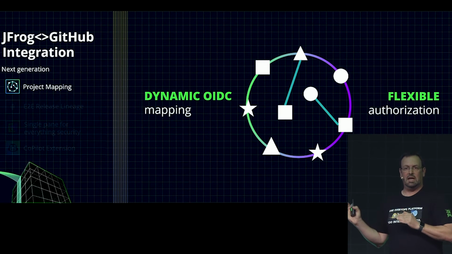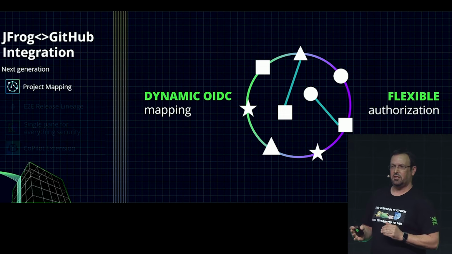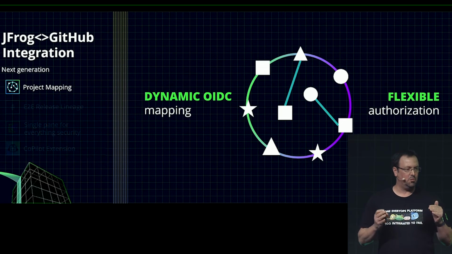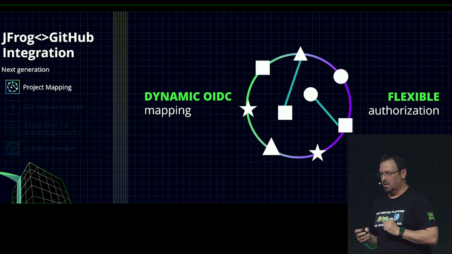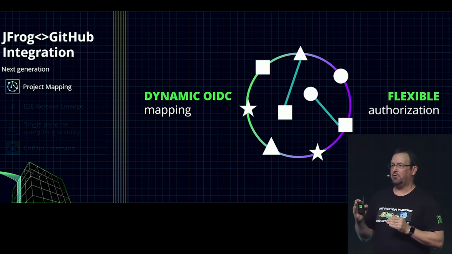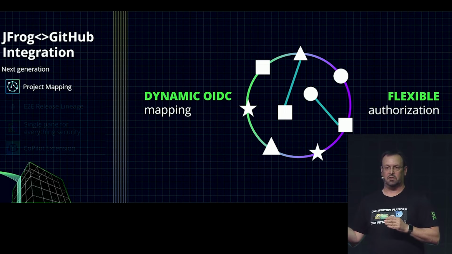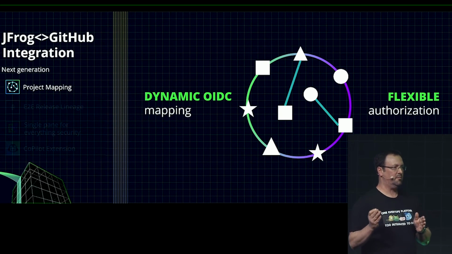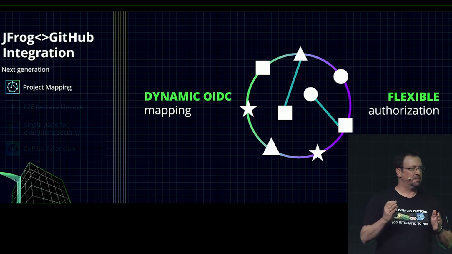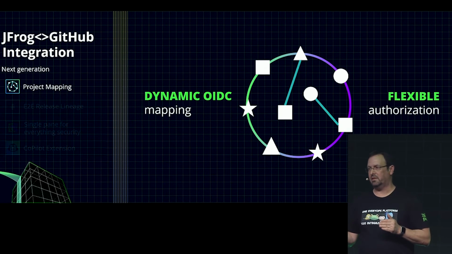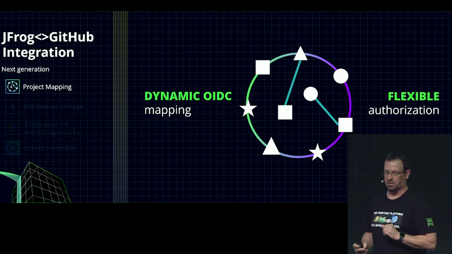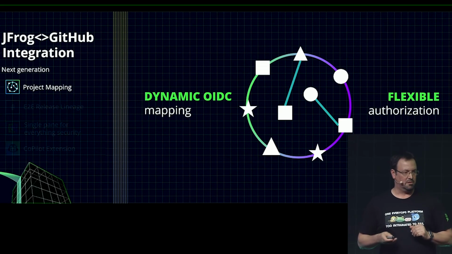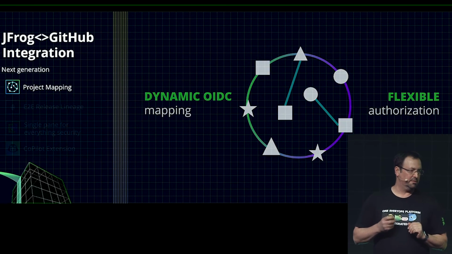So just to give you a glimpse, because there is a dedicated session and you will be able to see all the details, but just to give you a glimpse of what we've done, the first one is around project mapping. So now you no longer have to map between a JFrog repository and a GitHub project manually. We give you a very flexible rule-based mapping. So this is fully dynamic and you can templatize your mapping between the projects. That's one thing that we've done. Again, it's around OIDC. So that's the mapping between the projects.